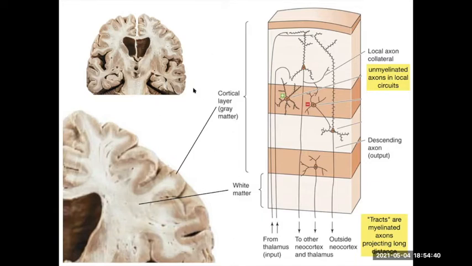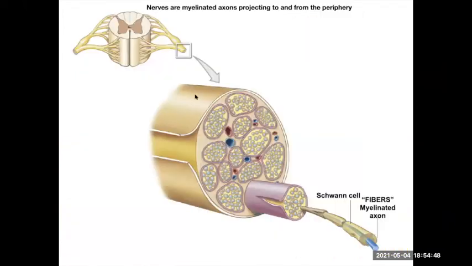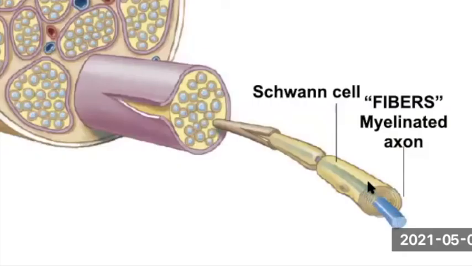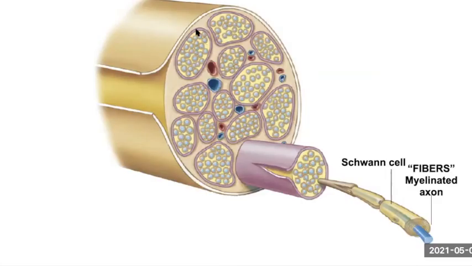The big point here is we want to pass signals very fast from one place to another. The other place we'll see that myelination is in your nerves. In fact, your nerves are pretty much nothing but myelinated axons. And so here's the axon, so-called nerve fibers. They have this myelin sheath around each individual one. And your nerves are just bundles, large bundles of these axons coming from the periphery, going out to the periphery. Sensory neurons, motor neurons going out, sensory neurons coming in.